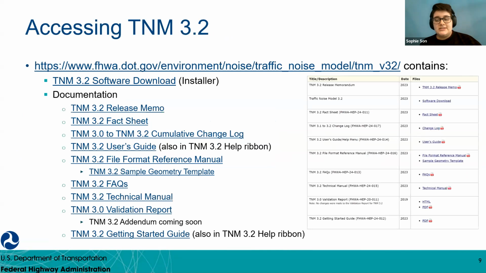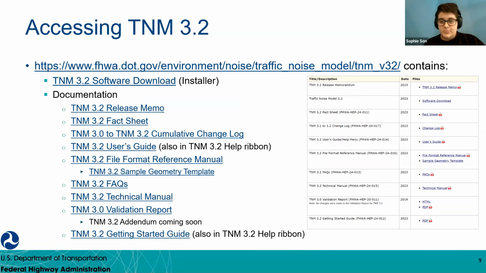So the software itself, including the installer that will unpack all of the files into the proper directories, can be found on the FHWA website, as well as all of the following documentation. I'll note that the user's guide and the getting started guide can be found on the FHWA website, as well as in TNM itself. In the help ribbon, there are buttons to access both of those PDFs.